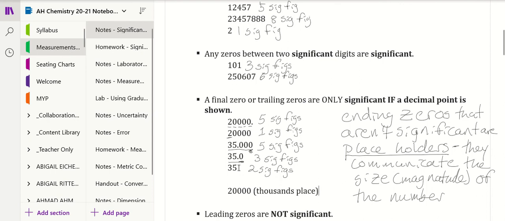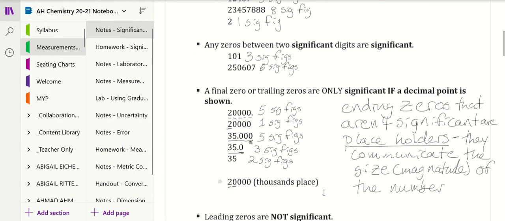Okay, very good question. So if I had the number 20,000 and I wanted to communicate that I could measure the 10,000s place and the thousands place, how would I communicate that? Can I write 20 point nothing? Why not? It's a different size number. So the way that we can clearly communicate significant figures is using scientific notation.